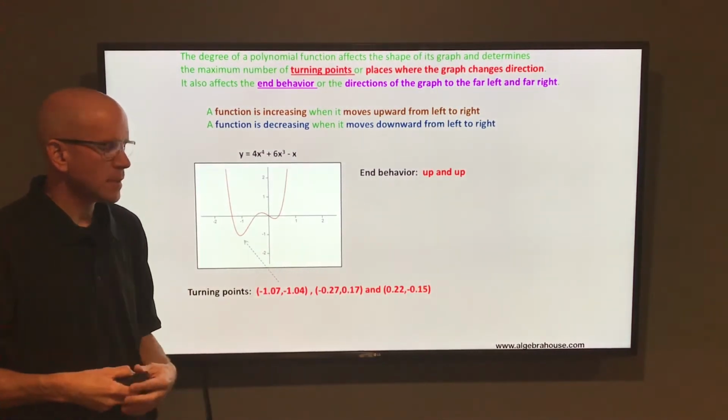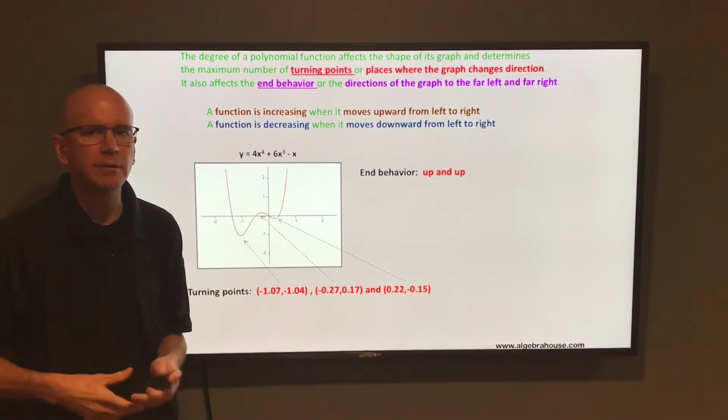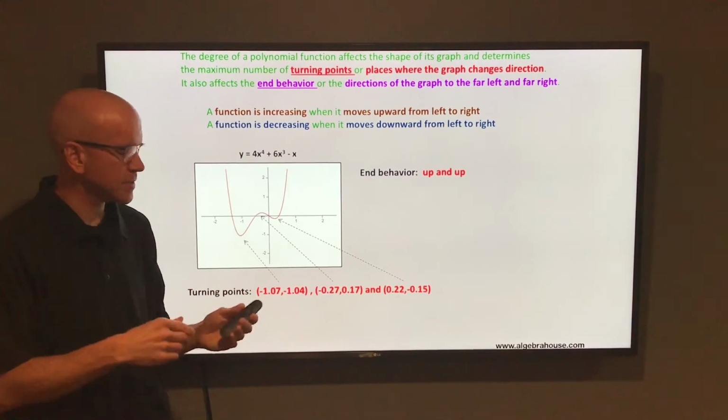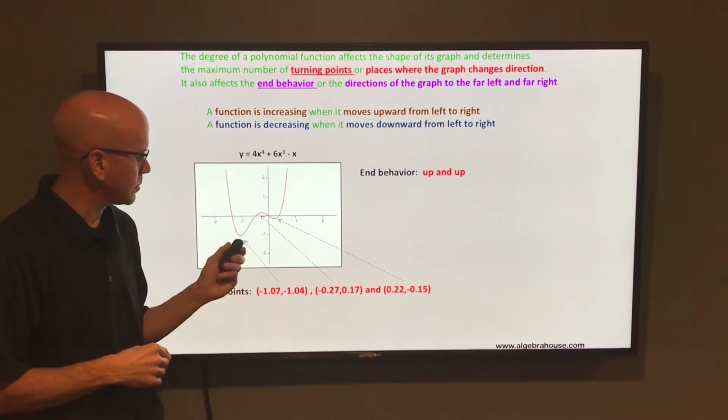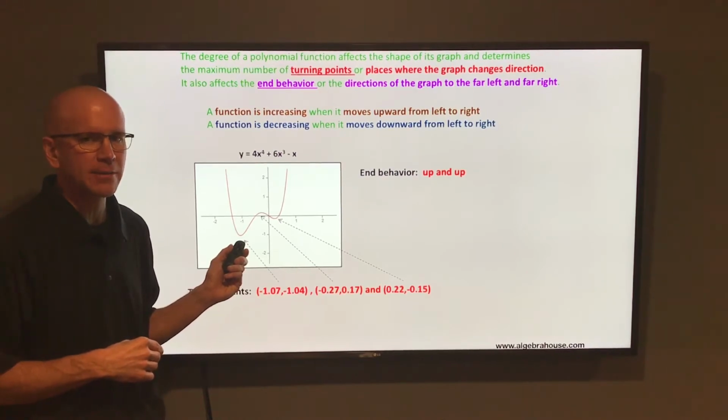Turning points. Where is the graph turning direction? By turning direction, completely turning around and going the other way. One turning point, you can't see the coordinates, but I have them labeled for you, negative 1.07 and negative 1.04. Those are the coordinates of that turning point.